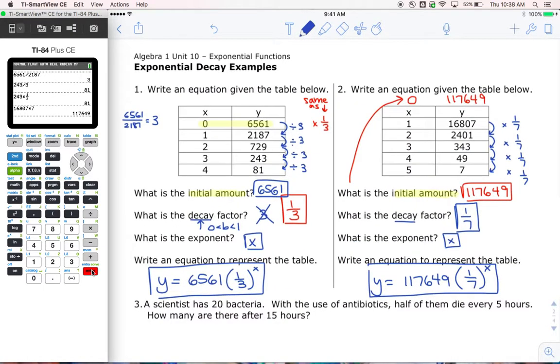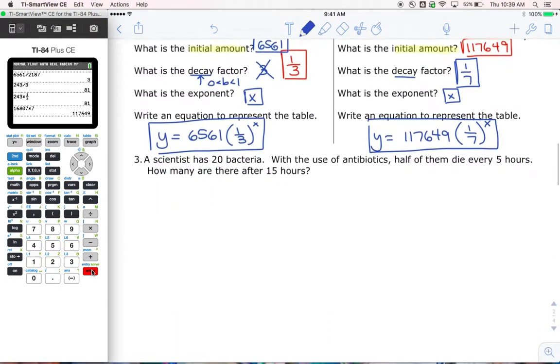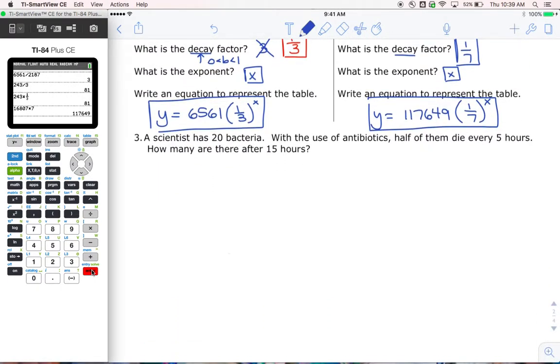Okay, last thing we're going to look at here is a word problem with decay. A scientist has 20 bacteria. With the use of antibiotics, half of them die every 5 hours. How many are there after 15 hours? Well, let's see. We've got y equals a times b to the x. My initial amount is going to be 20 bacteria. What's my decay factor? It's going to be half. I'm losing half of them. That's the rate at which they are decaying. So my equation is y equals 20 times 1/2 to the power of x.